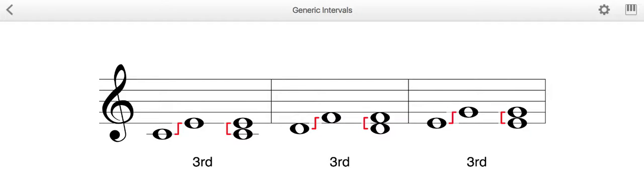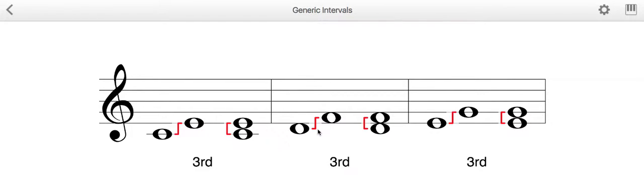Here we have examples of thirds. C to E. Here you can see that the two notes are played one after another. Here they are played together. This would be a melodic interval, played as a melody. Here you would have a harmonic interval, played in harmony, together at the same time. So if we were to count those, starting from C, 1, 2, 3, that's a third.